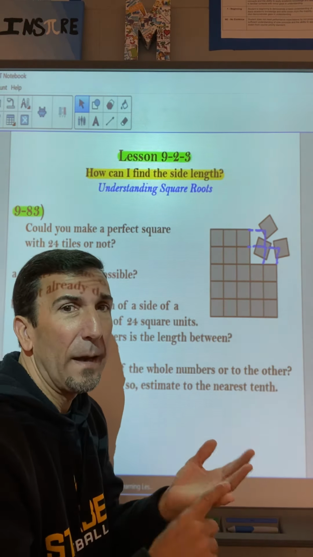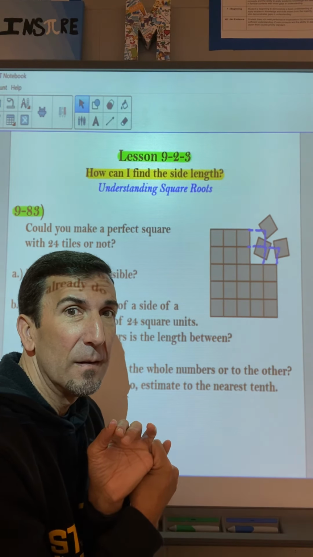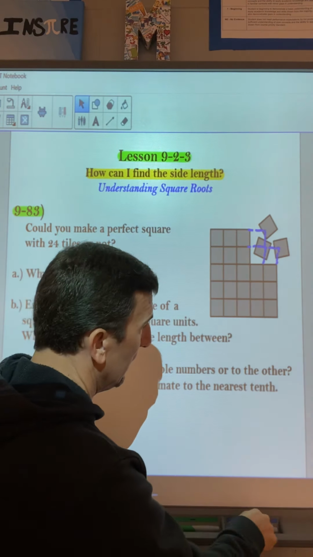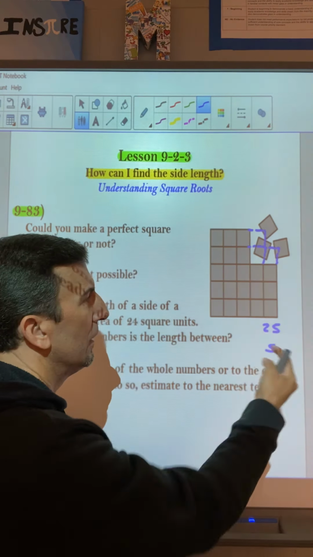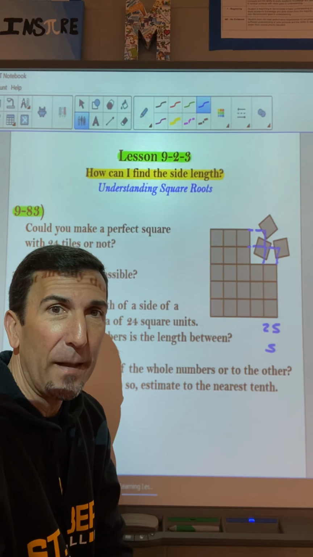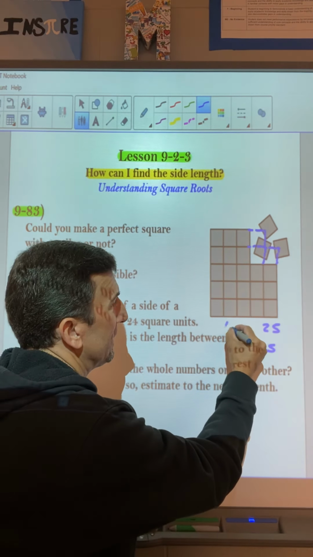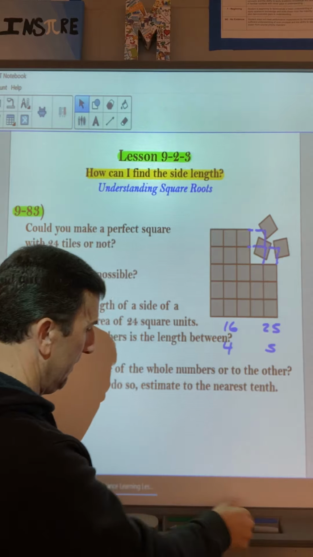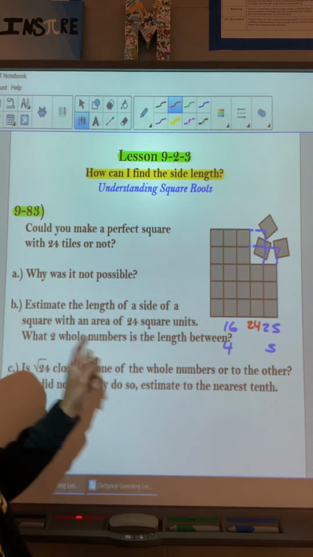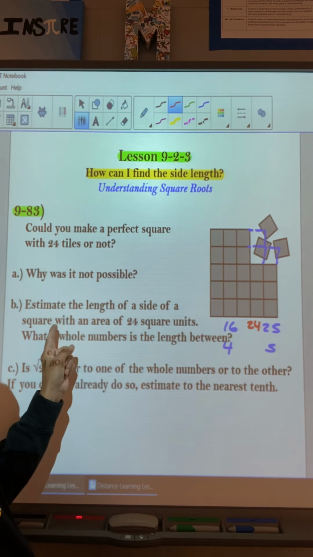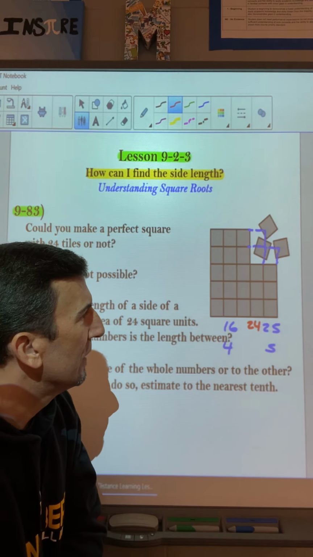Well, what do we know already? What's the square root of 25, if it were 5 and 5? Okay, which is 5, good. So if we were looking for 25, it would be 5. What's the next perfect square down from that? Good, thank you. Someone yelled out 16, which is 4. So we're looking for the number 24, because it said, estimate the length of a side of a square with an area of 24 square units.